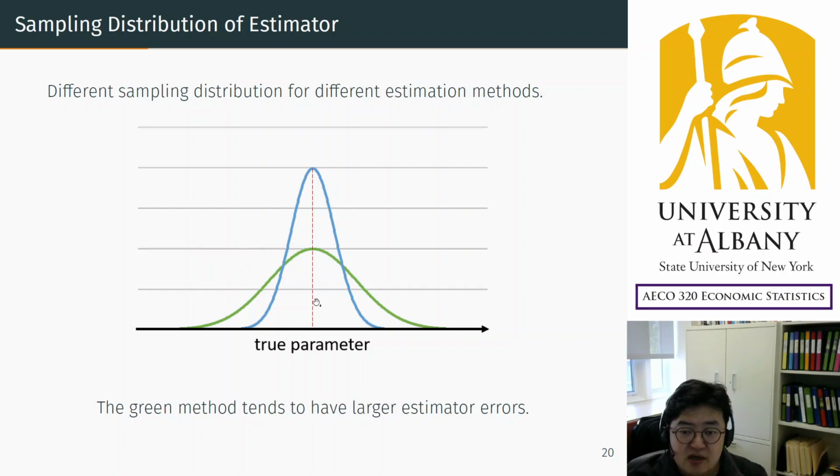In other words, the green estimator has more probability of larger estimation errors. The tail probabilities are higher, and the tails correspond to larger estimation errors. So in this case, blue is also better. The blue estimator has higher probability close to the true parameter compared to the green one. The variability is related to reliability: how reliably close to the true parameter an estimator is.